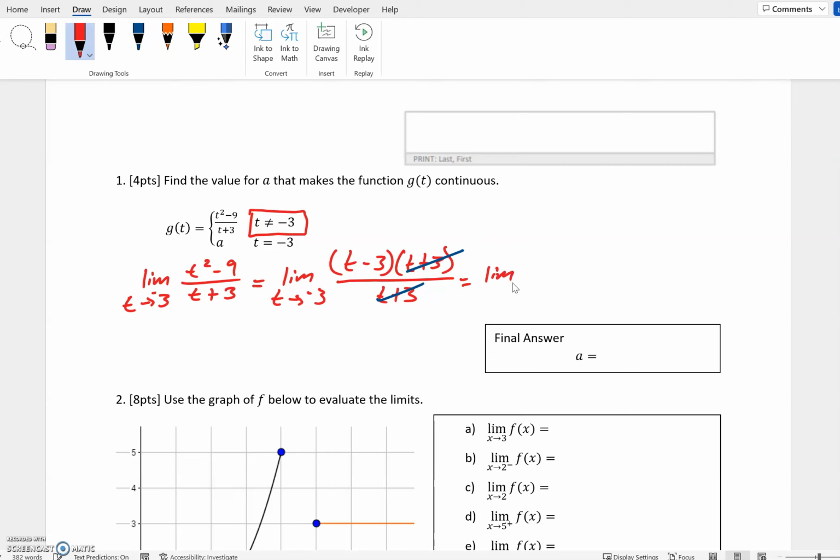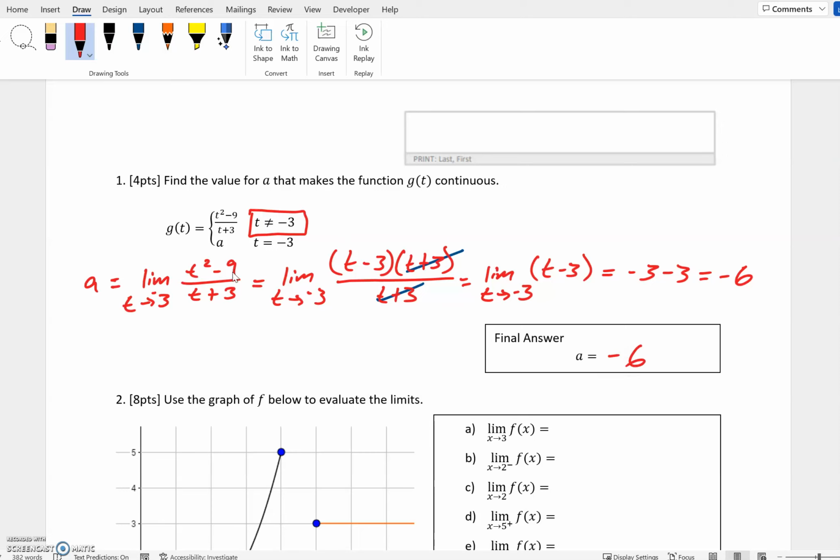So now we're left with a limit as t goes to -3 of t minus 3. And if you want to keep the parentheses around, that's fine. You don't need them, but you can have them to make it a little more clear. And then we plug this in. We say, okay, if t is -3 and we subtract 3, I guess my answer is going to be -6. And that's what A was supposed to be. So A was supposed to be -6.